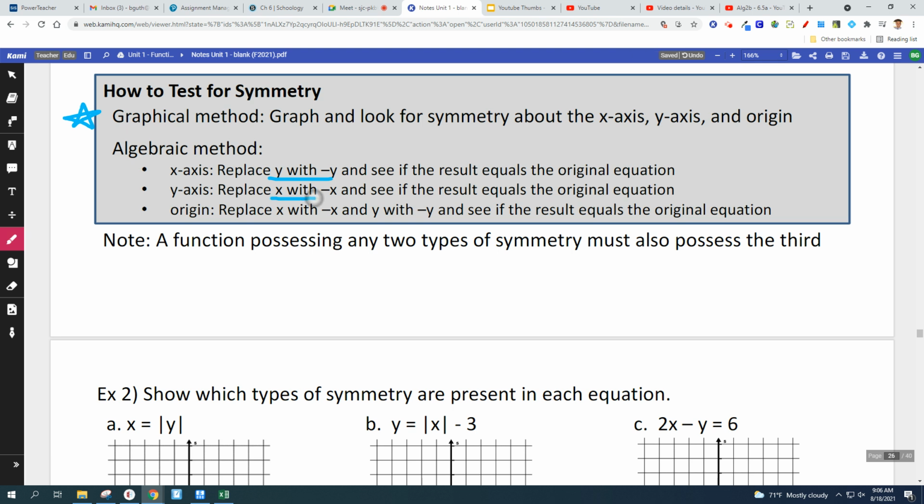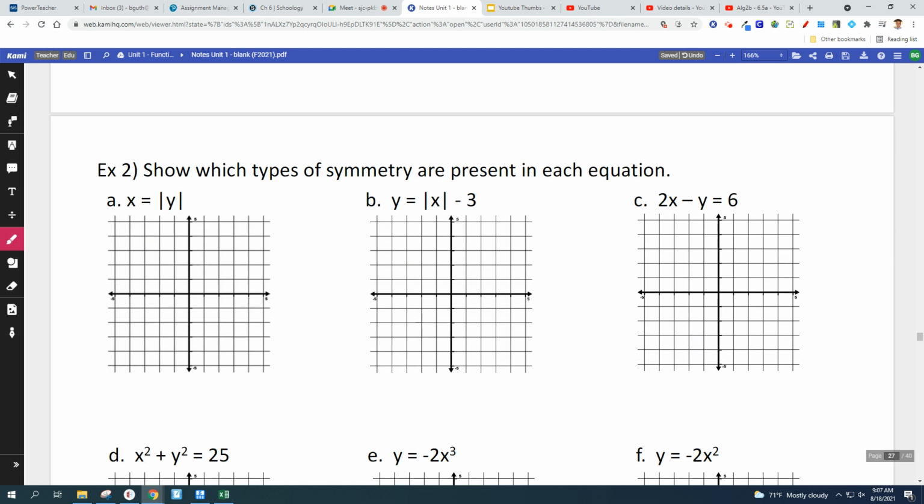For y-axis, you replace x with negative x. For origin, you do both. So that's exactly what we set up above. The x-axis flips y, the y-axis flips x, the origin flips both. That's what we're looking for. And then it says, note: a function with any two types of symmetry also contains the third.